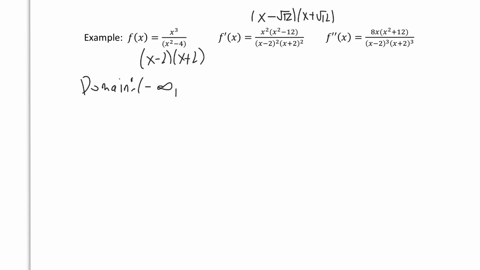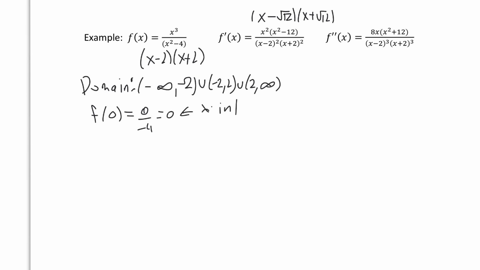So we get minus infinity to minus 2, union, minus 2 to 2, union 2 to infinity. We can find the y-intercept and the x-intercept by finding f of 0, which happens to be just 0 over negative 4, so 0. So this is our x-intercept and our y-intercept. So the graph actually goes through the origin. Now we can go ahead and find the vertical and horizontal asymptotes.